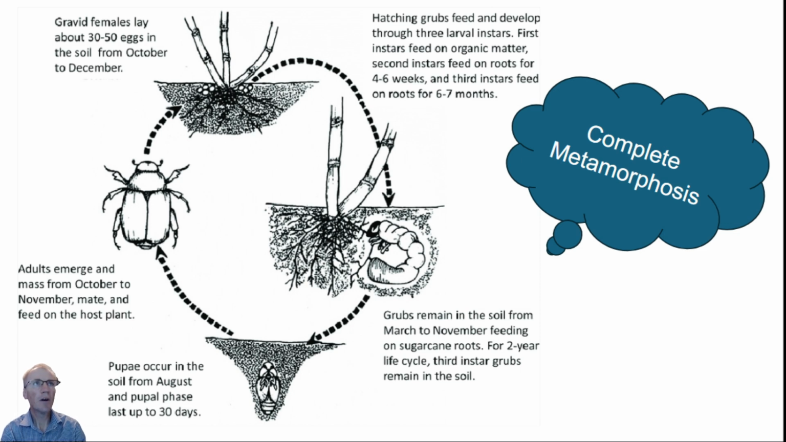Grubs remain in the soil from March to November, feeding on sugarcane roots. For a 2-year life cycle, third instar grubs remain in the soil. Pupae occur in the soil from August, and the pupal phase lasts up to 30 days. Adults emerge en masse from October to November, mate, and feed on the plant host.